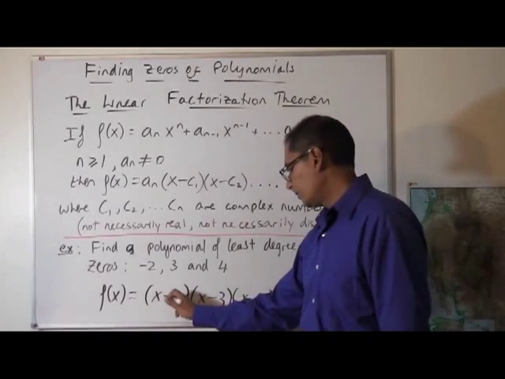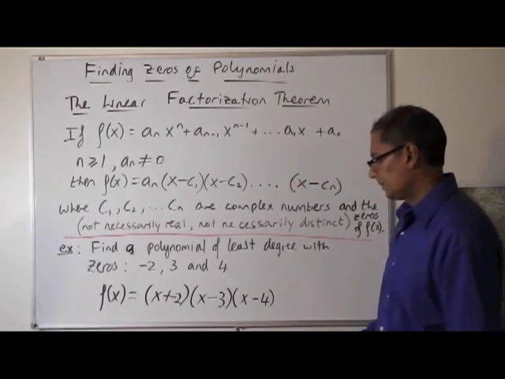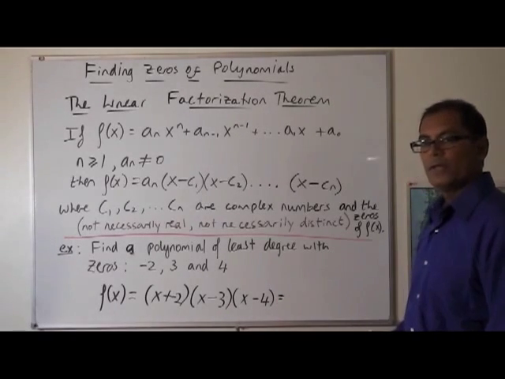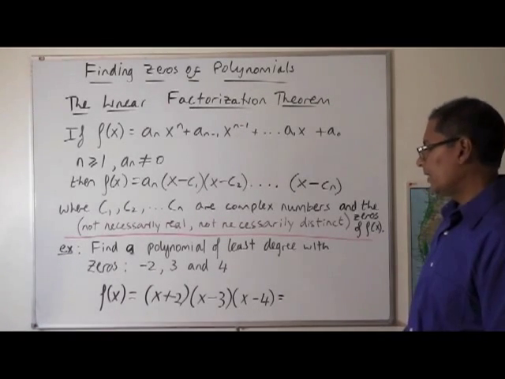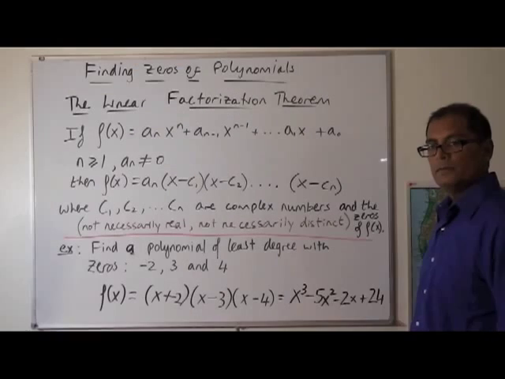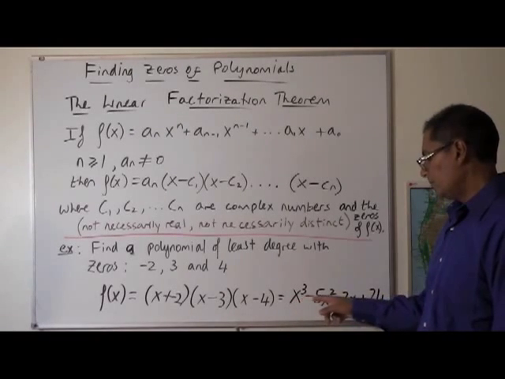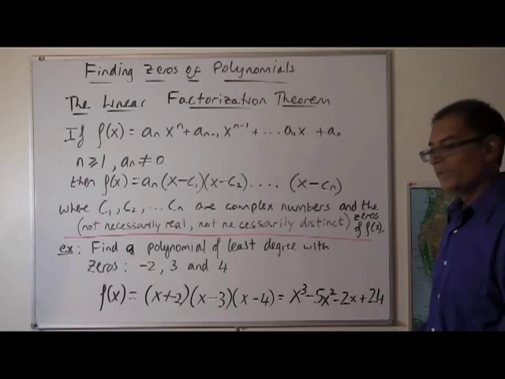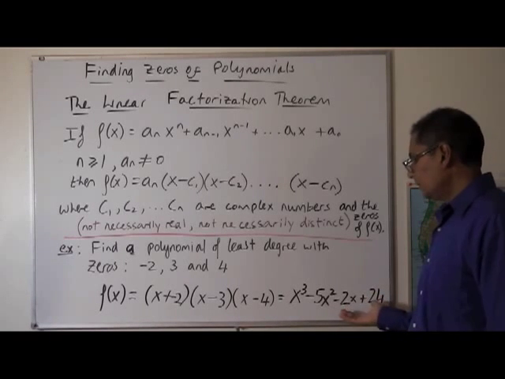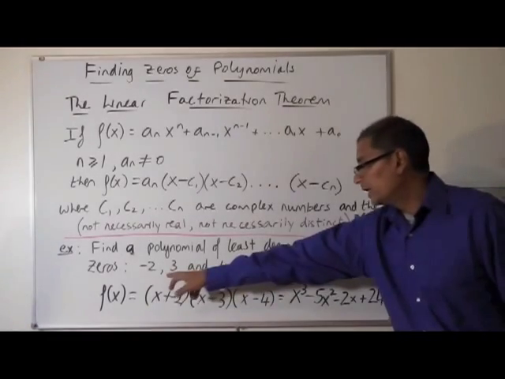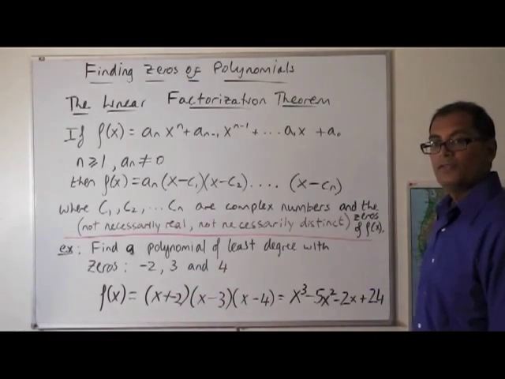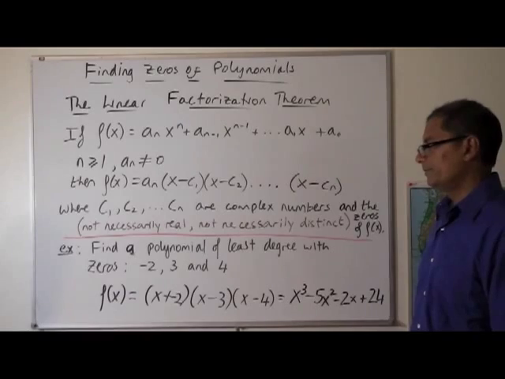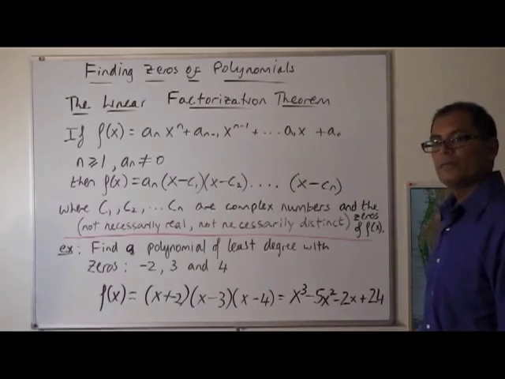And this minus minus becomes a plus. And so we multiply those out, and what we end up with is x cubed minus 5x squared minus 2x plus 24. So that's our polynomial, a polynomial with -2, 3, and 4 as the zeros of the polynomial. Let's take another example of this one.